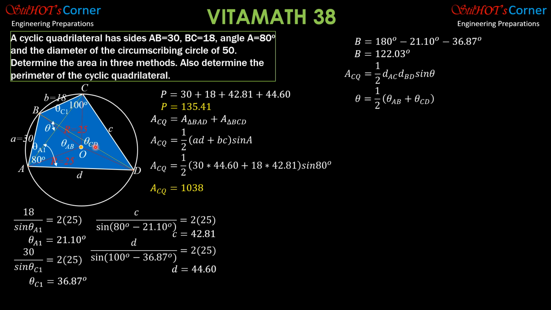Then theta CD is this angle occupied by arc CD, which is subtended by this angle here. And this angle here is 80 degrees minus theta E1. Therefore, theta CD is 2 times this angle, 2 times 80 degrees minus theta E1, by the principle again.